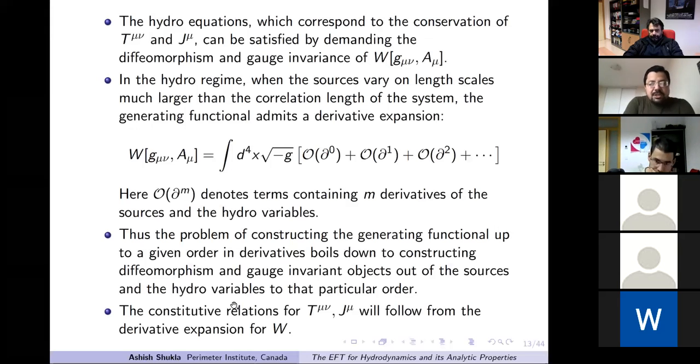The constitutive relations for T mu nu and J mu that we discussed earlier will naturally follow in equilibrium when we vary this generating functional with respect to the sources. In particular, the presence of a derivative expansion in this generating functional means that when I vary it with respect to the source to compute T mu nu or J mu, I will automatically get a derivative expansion in T mu nu and J mu as well. So in equilibrium, the derivative expansion for the stress tensor and the current naturally follows from the derivative expansion that is built into this equilibrium generating functional.